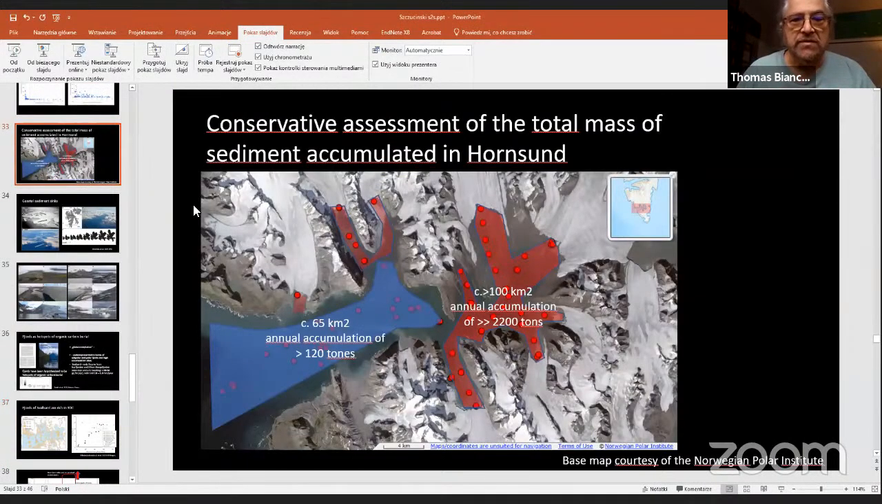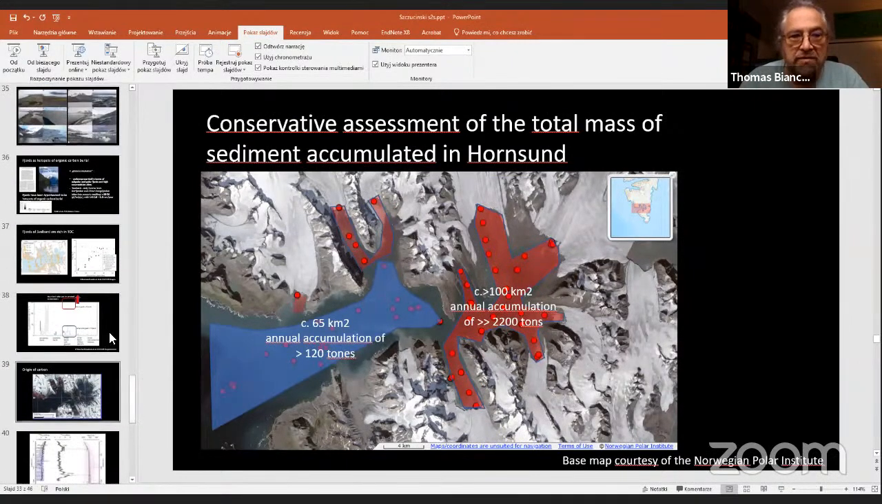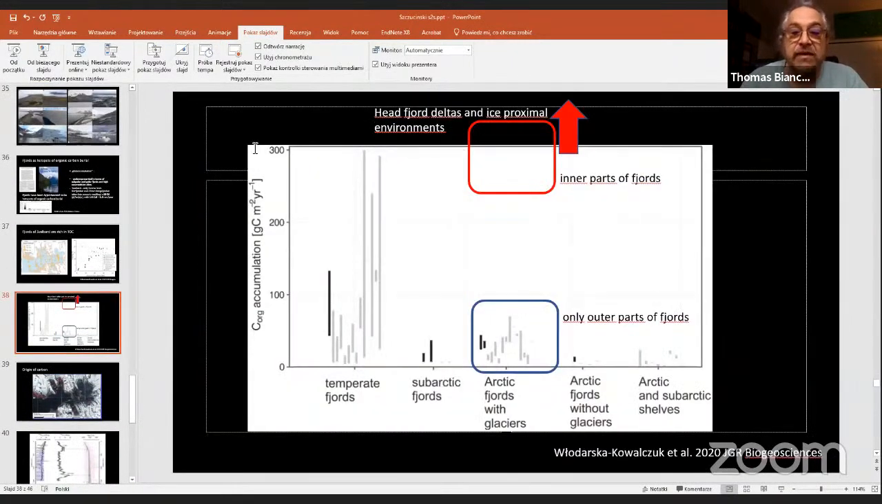I believe it was in tons. Yeah, this one, that's one. Thank you so much. So there's that one, which makes total sense. And then when you went to the different types of fjords latitudinally in terms of where the burial is, this one, thank you. So it says only in outer parts of the fjords. And so isn't that in contrast to the previous one, or am I missing something?